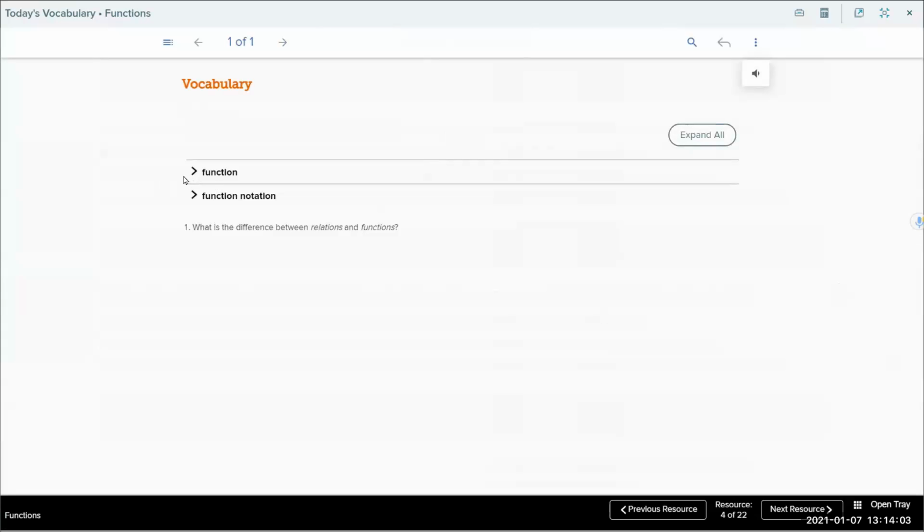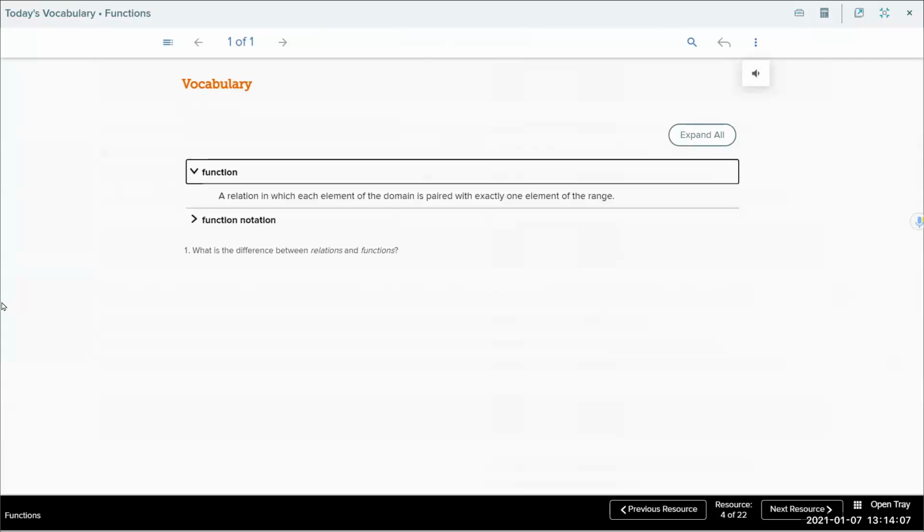So this definition of function right here was in the Ed puzzle video, and I did a quick synopsis of it on Tuesday. But a function is simply a relation in which each element of the domain is paired with exactly one element of the range. And just reminders about domain and range. Domain is the input. Domain is your x coordinate when you're looking at an ordered pair, so it's your x's.